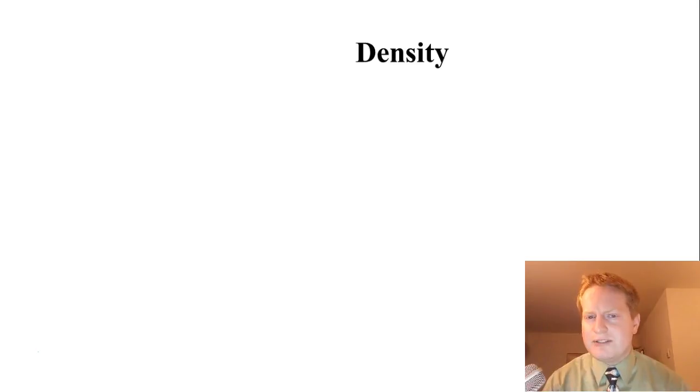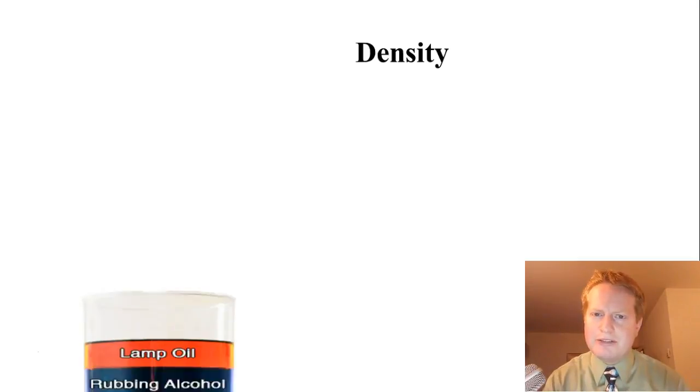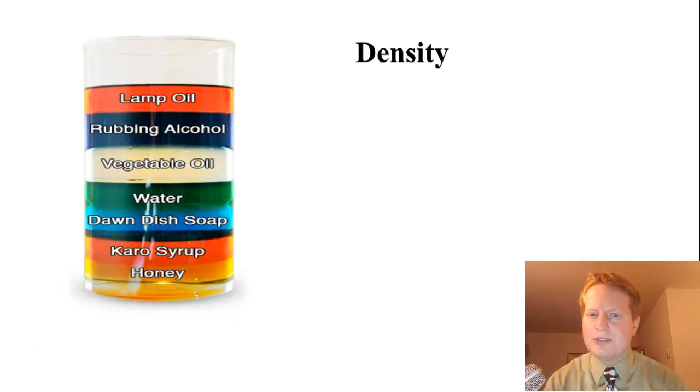So let's start off with density. Before we even get into anything, what do you think of when you think of density? You probably think that if something is more dense, it sinks compared to something less dense, right? So at the bottom of this density column, for example, the honey is the most dense of all these liquids, and so the honey sinks. And you might also think, okay, well, the lamp oil is the least dense, and so that's why that's at the very top. So that might be one way that you think of density.